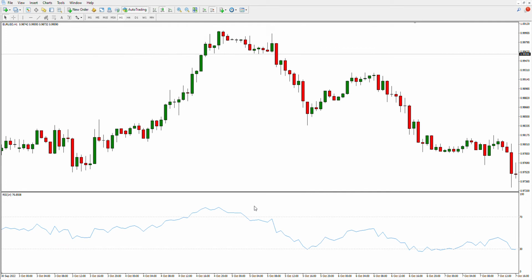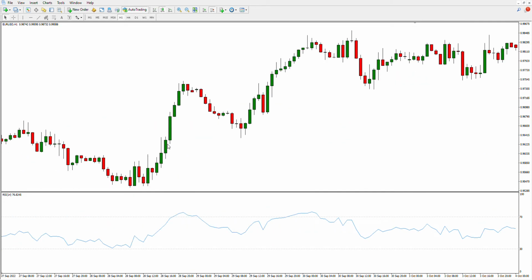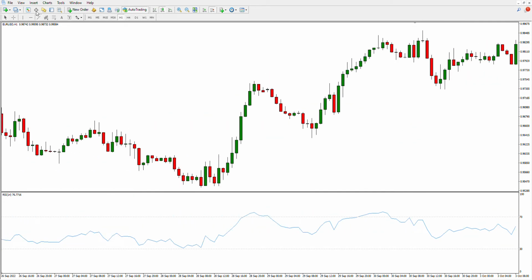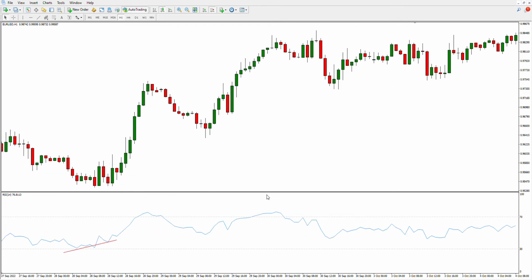Okay, another way to use the RSI is for spotting divergence. And divergence is, in the terms of a bullish trade, when the RSI is making higher lows. So here, the RSI is making higher lows and the market starts going up. Simple as that, really.